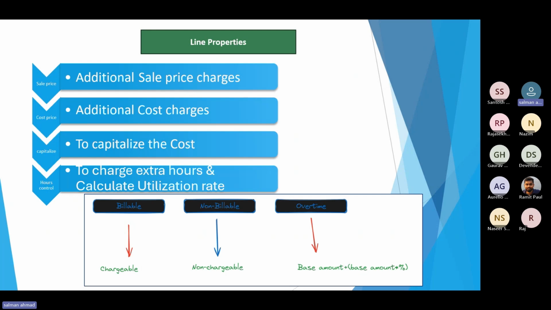So in that case, we can post that transaction without capitalization, so it will be directly expensed out. It will not be recognized into the fixed asset cost. Okay, so these are the key functions of the line properties.